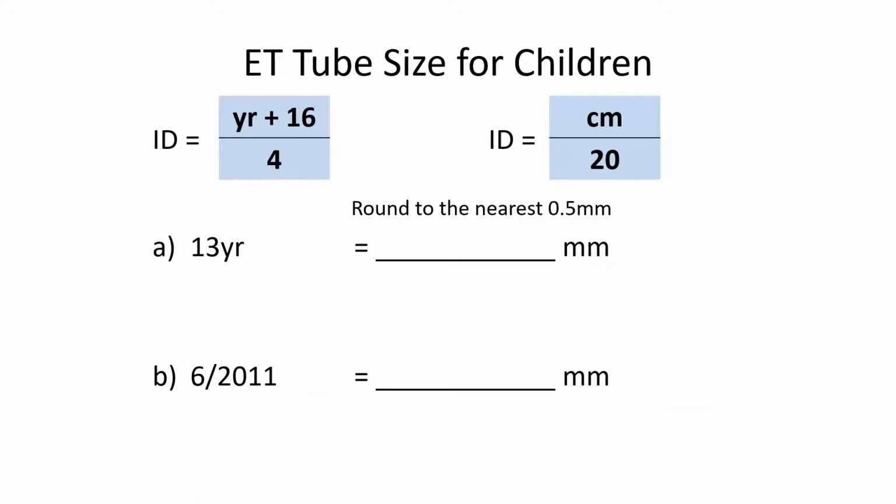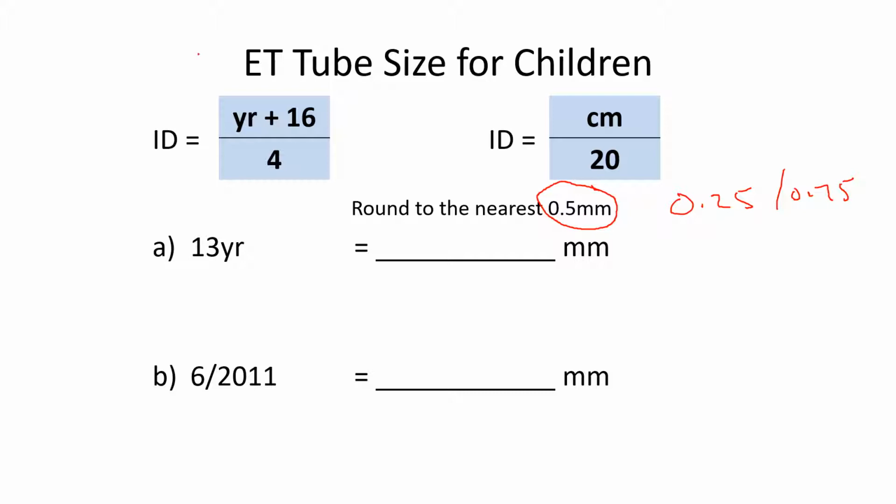ET tubes come in the nearest half size. So if you're directly in the middle, at 0.25 or 0.75, you can go either way, up or down. Right? So they only come in half sizes.